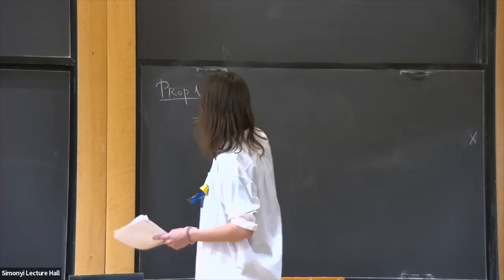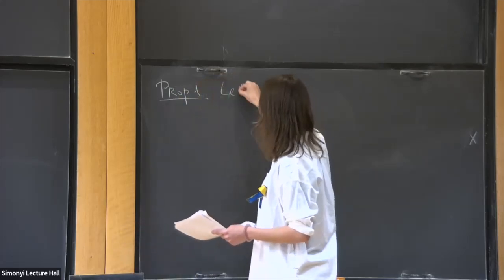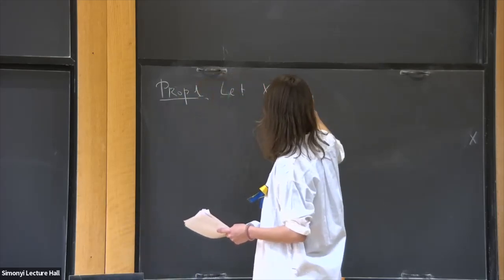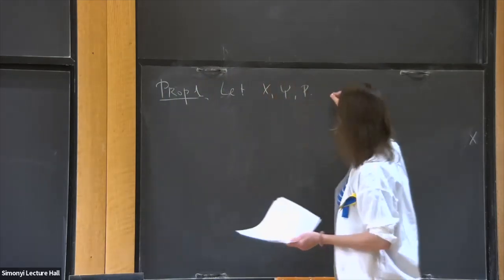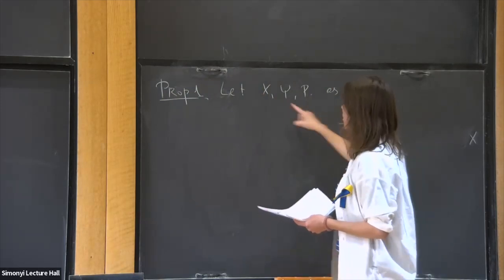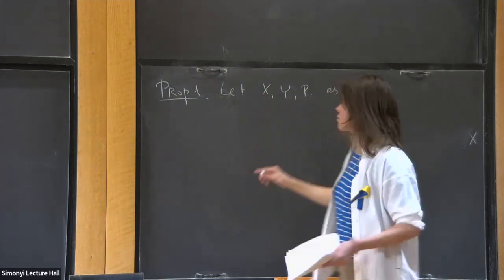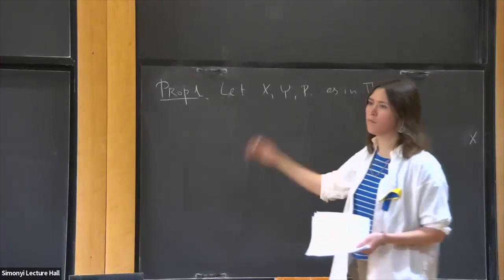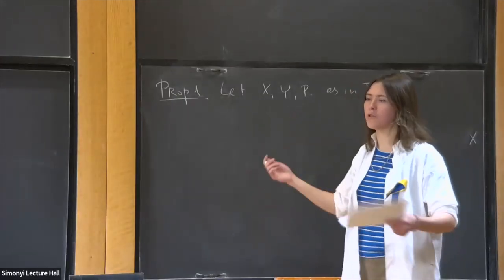Proposition one. Let x, y, and p be as in the theorem. So recall that y was a short, quote unquote, short interval, and the prime p was bounded in terms of x, not too giant in terms of x.